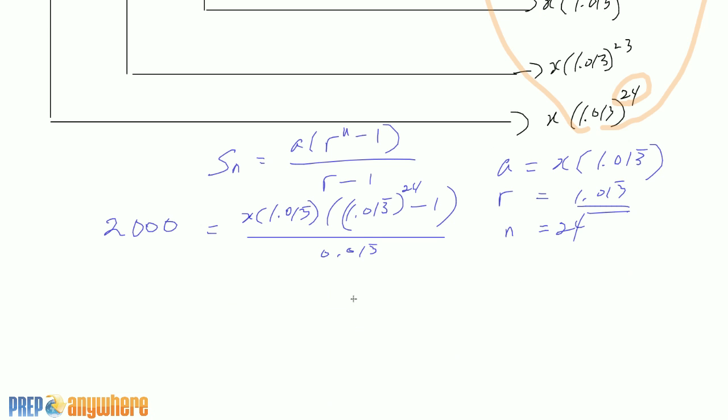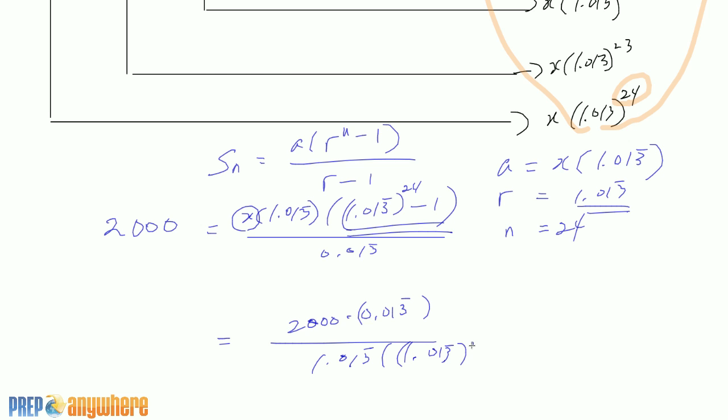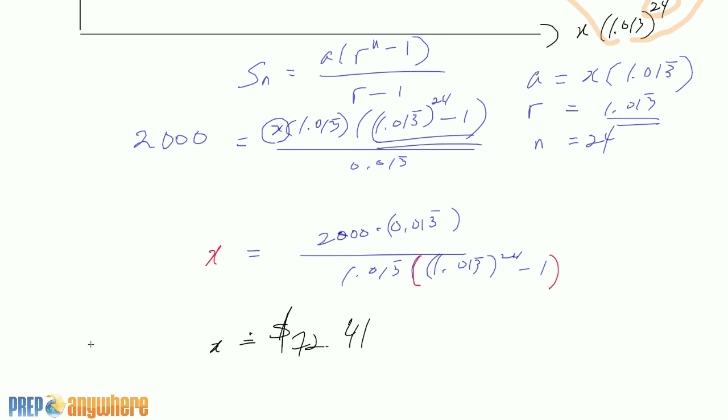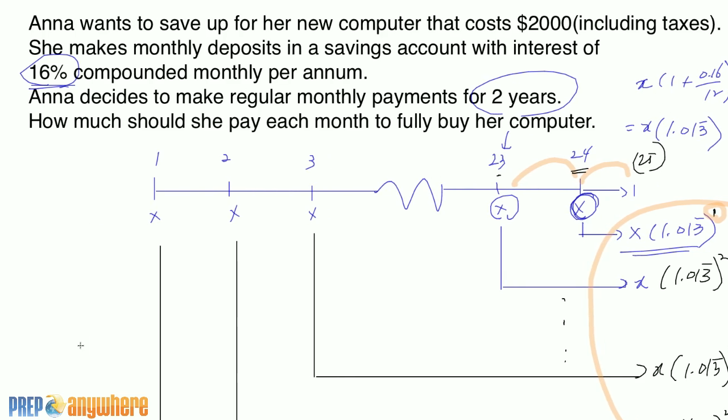Alright, let's isolate x. That's what you're trying to find. So it's going to be 2000 times 0.013 repeating, divided by 1.013 repeating, and also divided by this bracket, 1.013 repeating to the power of 24 minus 1. That's what x is. So that's how much you have to put into the bank every month to save $2,000.